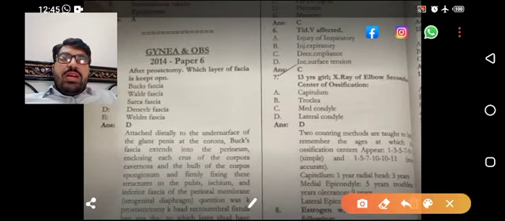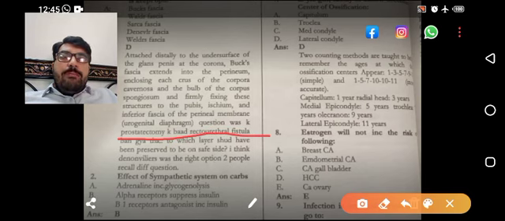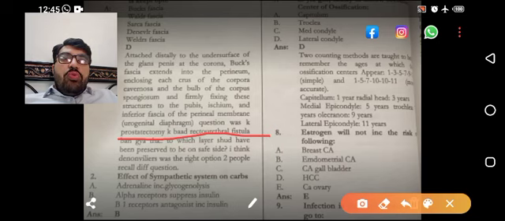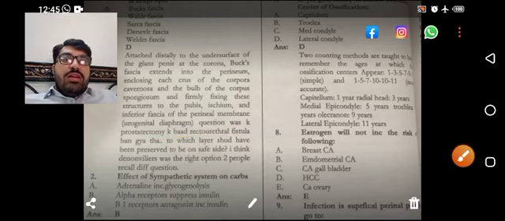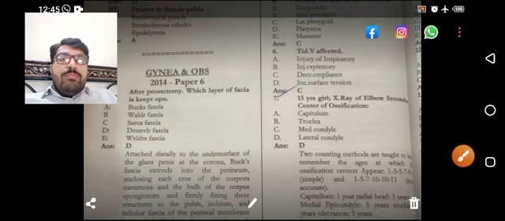So over here, after prostatectomy, which layer of the fascia is kept open? This is a poor recall. So coming downward, the actual MCQ is here. After prostatectomy, the patient developed a rectourethral fistula, a rectovesical fistula, but most common rectourethral fistula. So which layer should have been preserved to be on the safe side? Now the answer over here is D. D is the right answer.